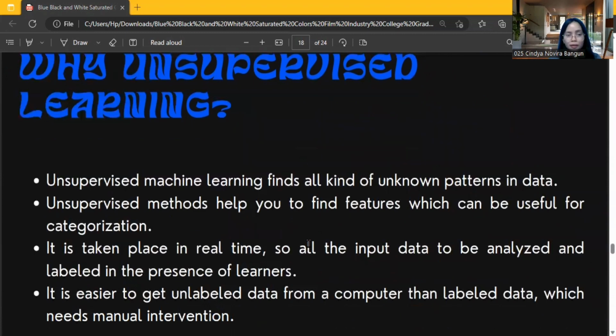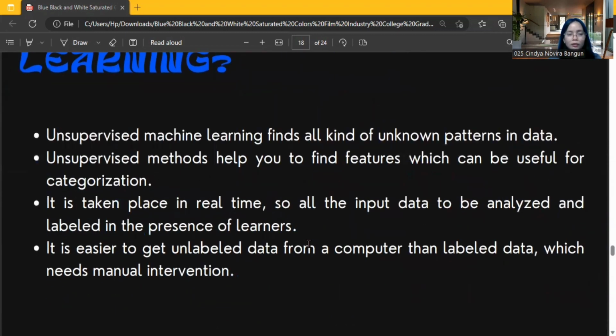Why unsupervised learning? 1. Unsupervised machine learning finds all kinds of unknown patterns in data. 2. Unsupervised methods help you to find features which can be useful for categorization. 3. It takes place in real time, so all the input data is analyzed and labeled in the presence of learners. 4. It is easier to get unlabeled data from a computer than labeled data, which needs manual intervention.